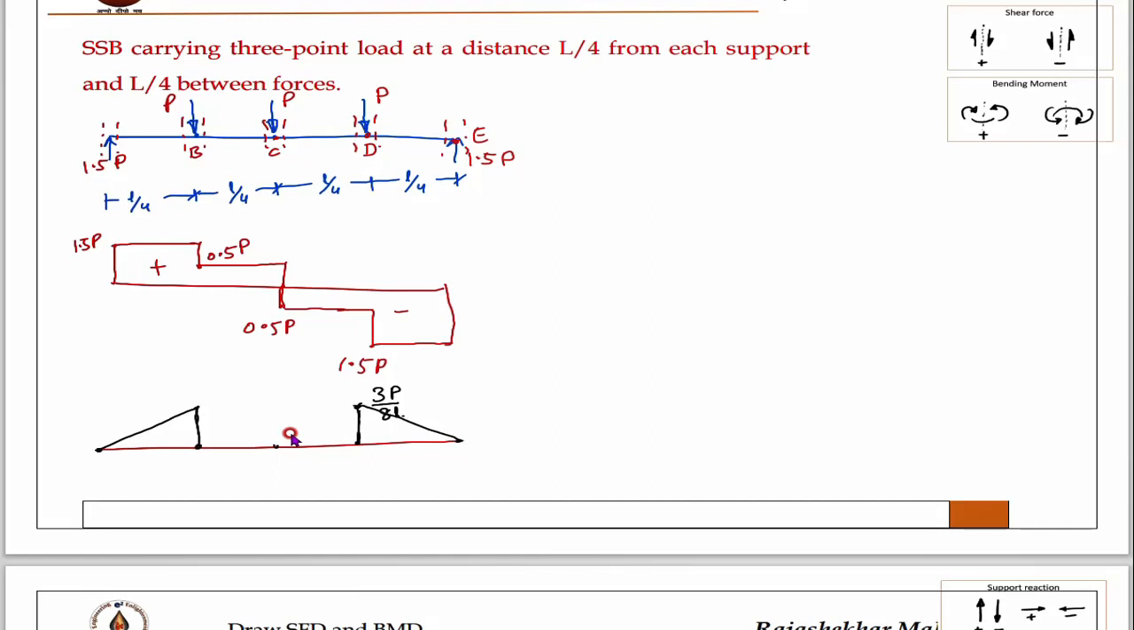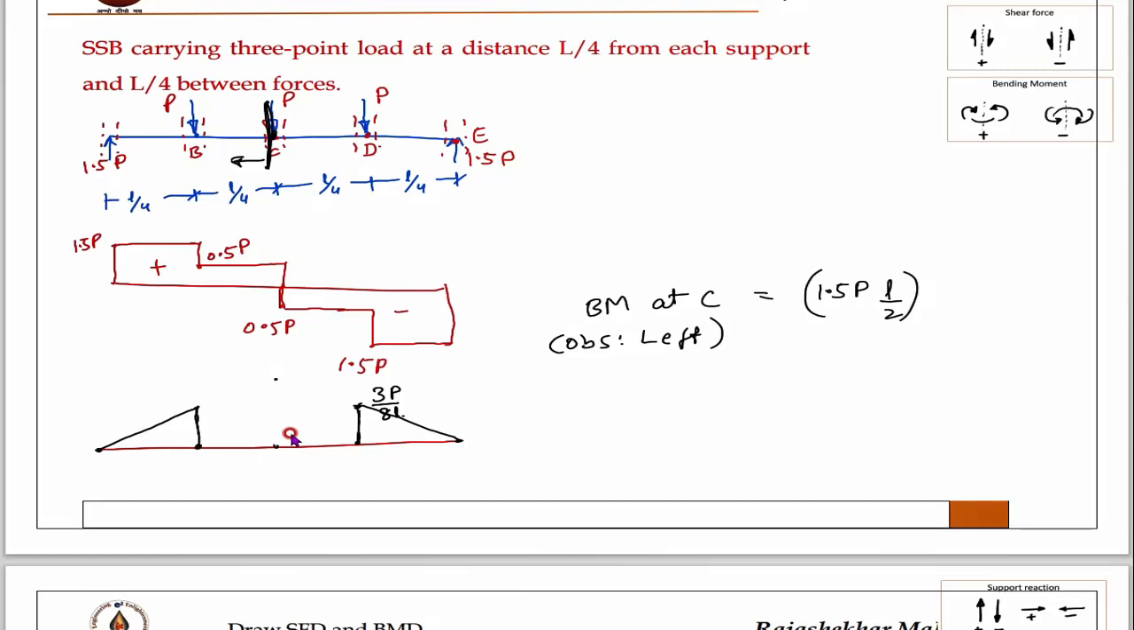Okay. Then at mid span, at this span, then you can multiply. I will write that only. Bending moment at C. Then observe the left side. Then what you will see? You will see 1.5 P, which is multiplied with L by 2.